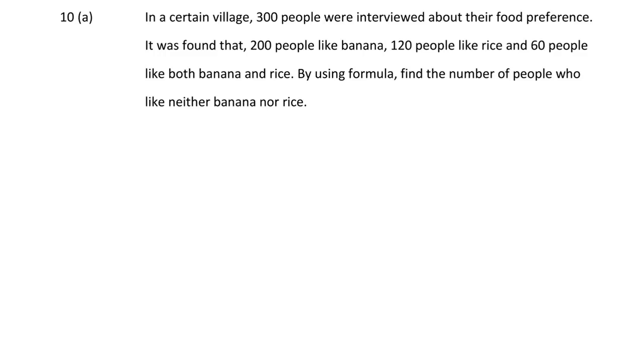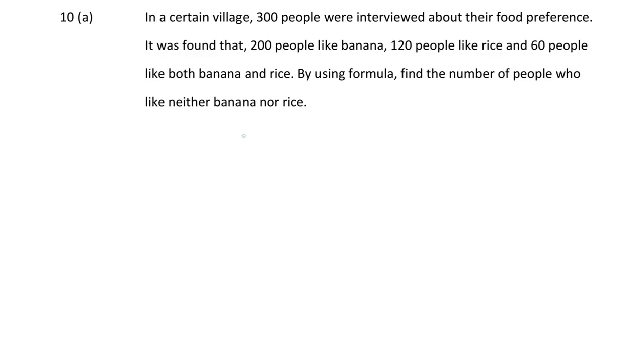Question number 10, part A. In a certain village, 300 people were interviewed about their food preferences. It was found that 200 people like banana, 120 people like rice, and 60 people like both banana and rice. So by using the formula, we are supposed to find the number of people who like neither banana nor rice. So this is the set problem.